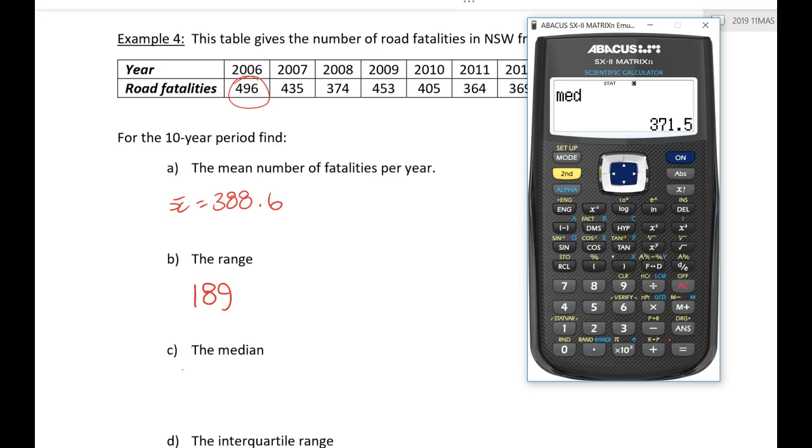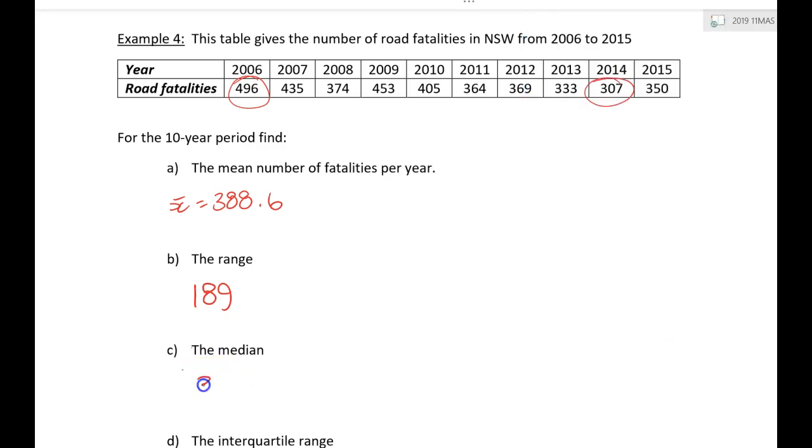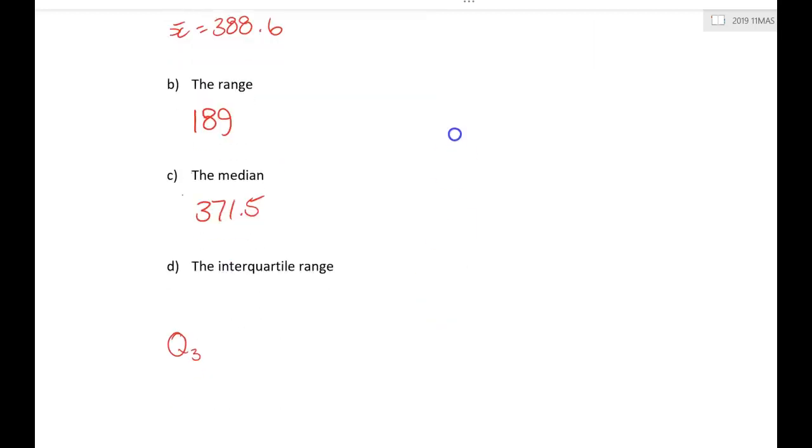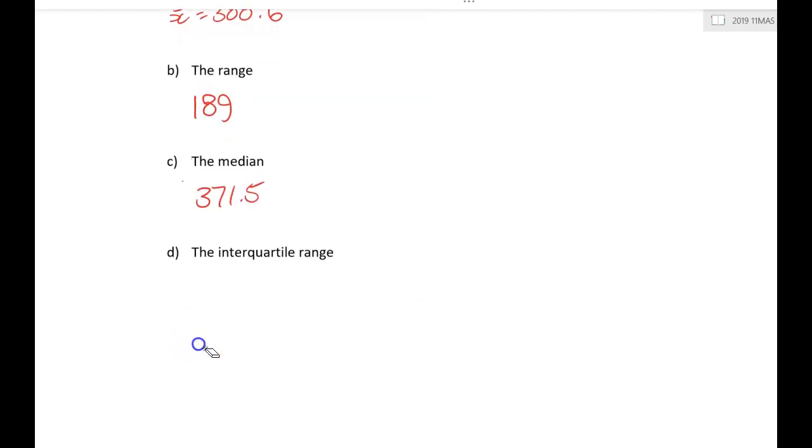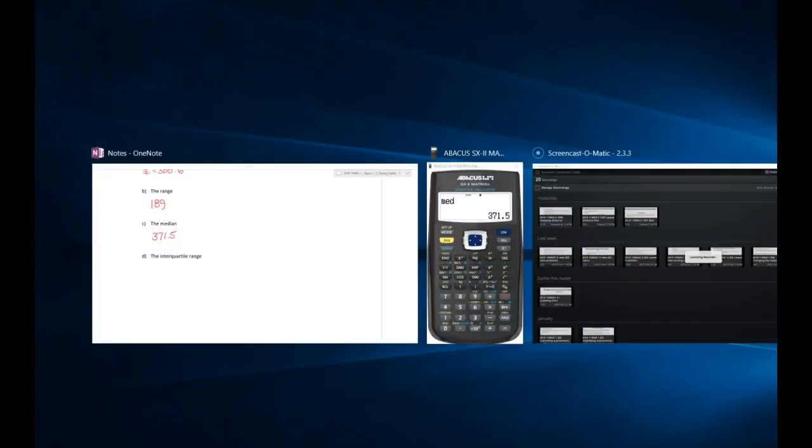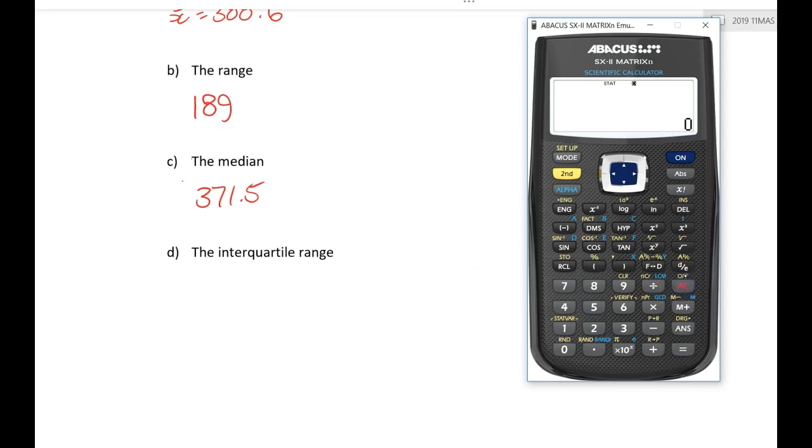Common sense tells me that looks pretty good. 371.5. Wonderful. Now, what have I got going on here? The next part asks for the interquartile range. To find the interquartile range, you've got to find Q1 and Q3 in a similar way to finding the median. Essentially, you find the median of the bottom half and the median of the top half. They're those quartiles. Again, painfully slow, but once you have this information in the calculator, you can do this.